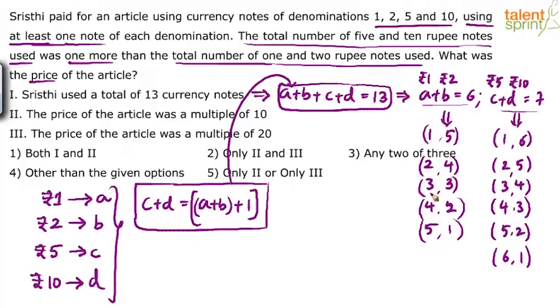You understand? There are many possibilities here. What is important is that it's not just this and this; you have to take permutations. 1 and 5 can be taken with 1 and 6, or 2 and 5, or 3 and 4, or 4 and 3, or 5 and 2, or 6 and 1. Similarly, 2 and 4 can be with 1 and 6, 2 and 5, 3 and 4, 4 and 3, 5 and 2, and 6 and 1. Then this.